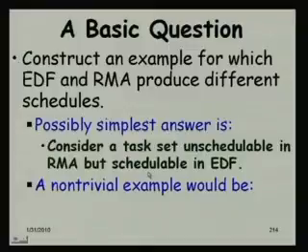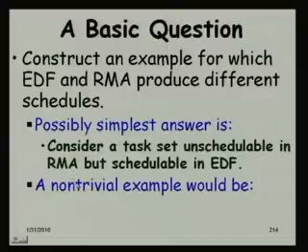Another example. But sir, we have said that RMA is an optimal static uniprocessor algorithm, but EDF is dynamic. Yeah, exactly. See, something not schedulable by RMA can be schedulable by EDF, because EDF is a dynamic priority algorithm. But if anything is not schedulable under EDF, RMA cannot schedule that. So, this is one simple example where they produce different schedules.